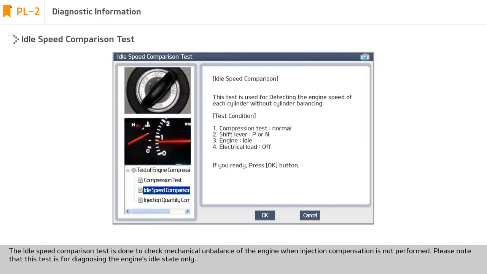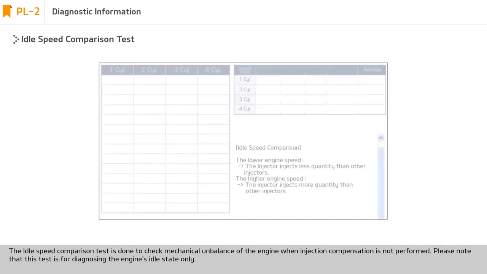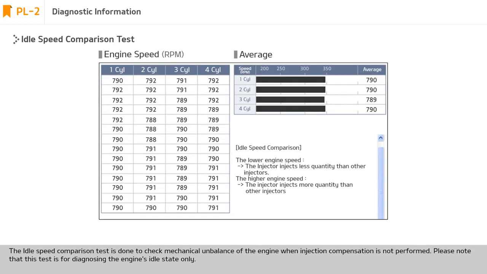The idle speed comparison test is done to check mechanical unbalance of the engine when injection compensation is not performed. Please note that this test is for diagnosing the engine's idle state only.